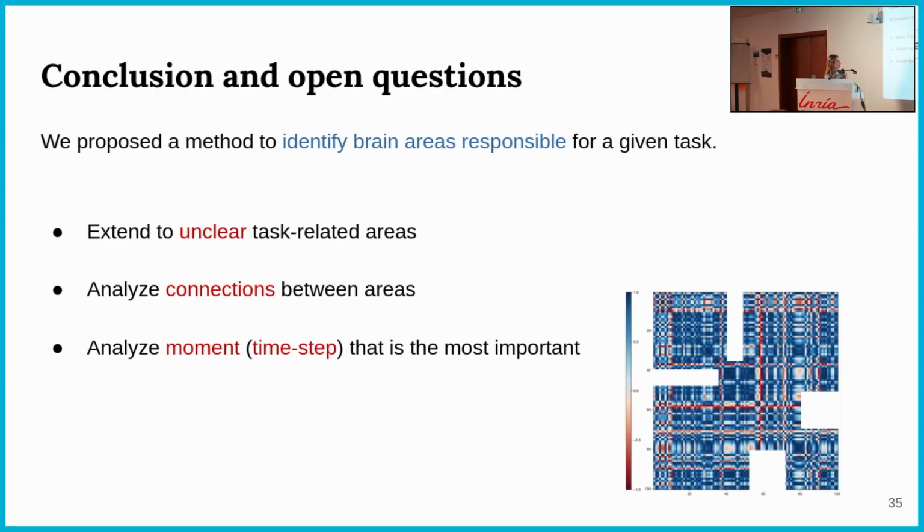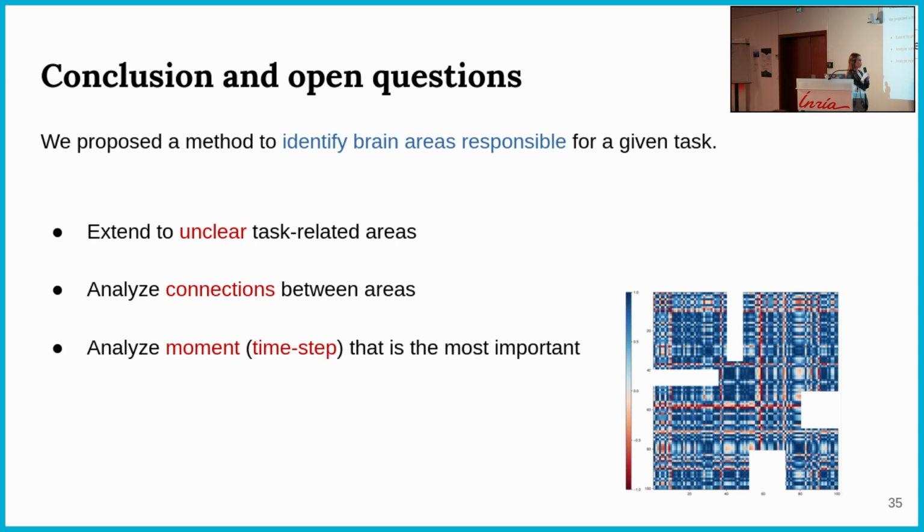So in this paper that we published at Network Neuroscience, we proposed a method to identify which brain areas were significant for a task. And for future work, we would like to extend this method to tasks where it is completely unclear which brain areas are important. And then we would like also to repeat the analysis, but considering the connection between areas and not the complete areas.